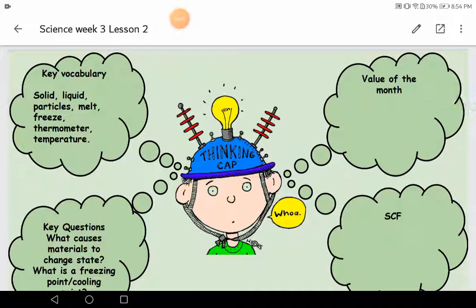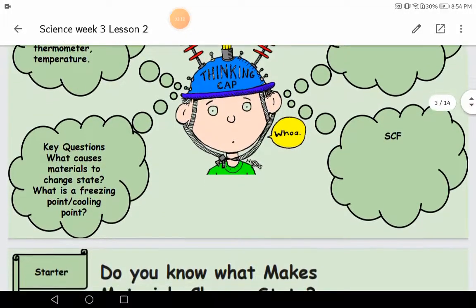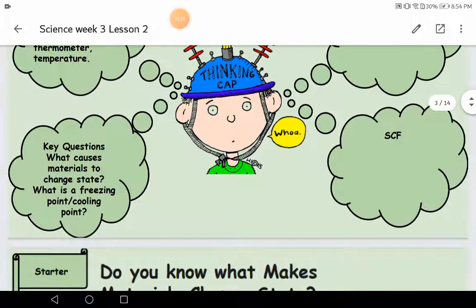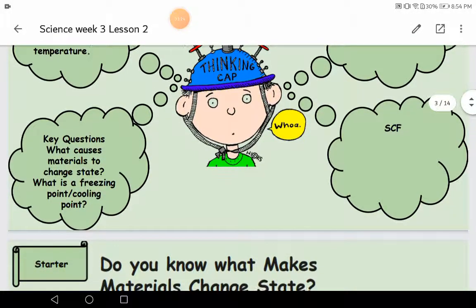Key vocabulary: solid, liquid, particles, melt, freeze, thermometer, temperature. Key questions: what causes materials to change state? What is a freezing point? What is a melting point?